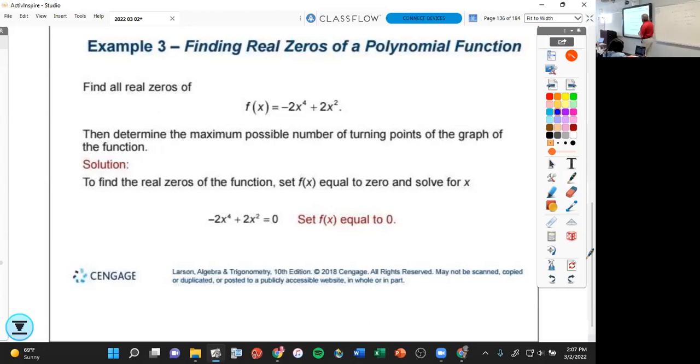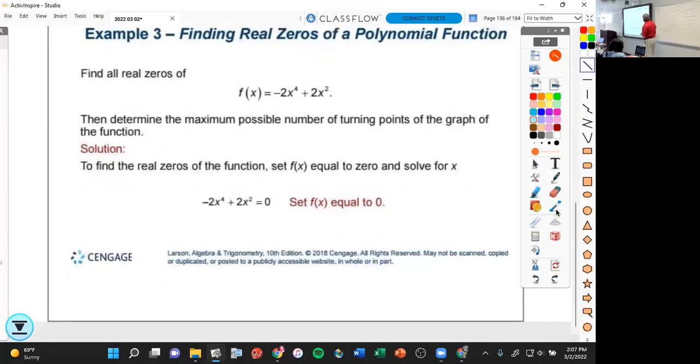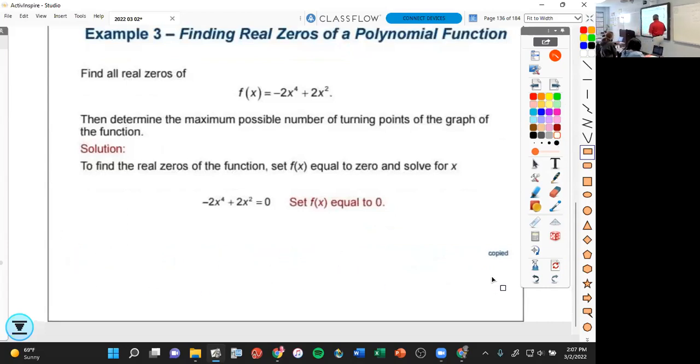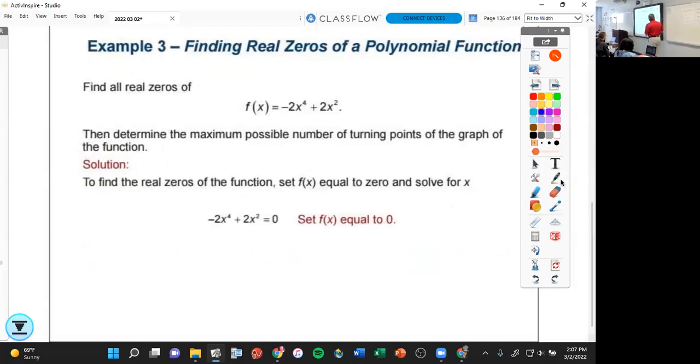So for this particular problem, after we've set it equal to 0, what would y'all do next to try to find the zeros? Yes. But because the leading term is negative, instead of factoring out 2x squared, we're going to factor out a negative 2x squared. Okay. So if I was to factor a negative 2x squared out of that, what's left?